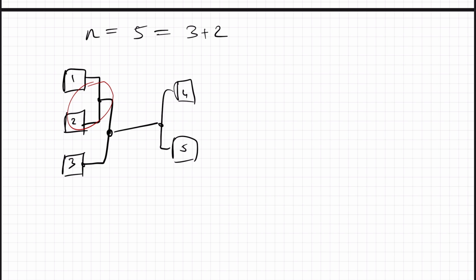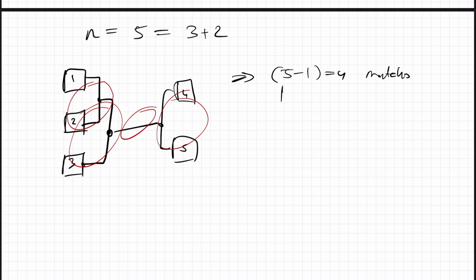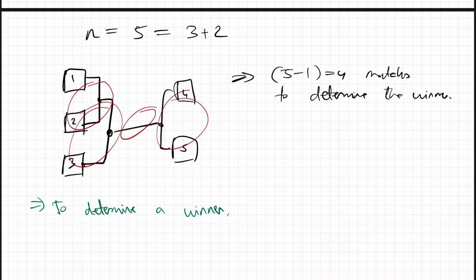So again, we can see we have 1, 2, 3, 4. So 4 matches to determine the winner. Okay, so it appears that to determine a winner, we need to play n minus 1 matches. You know, that makes sense.